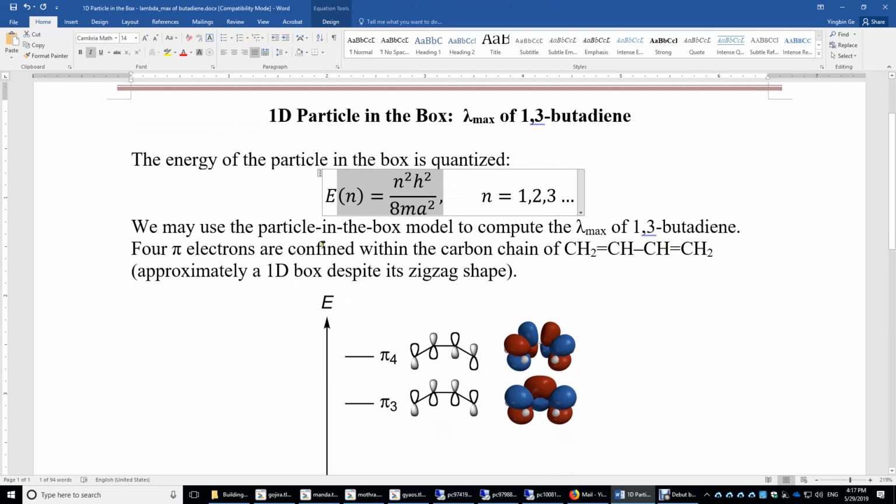In 1,3-butadiene, there are 4 pi electrons being delocalized within this carbon chain. CH2, double bond CH, single bond CH, double bond CH2. This carbon chain is approximately a one-dimensional box despite its zigzag shape.